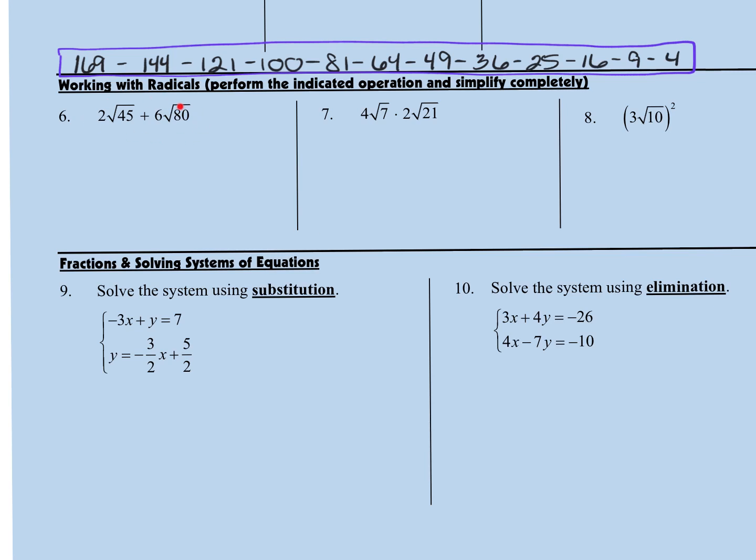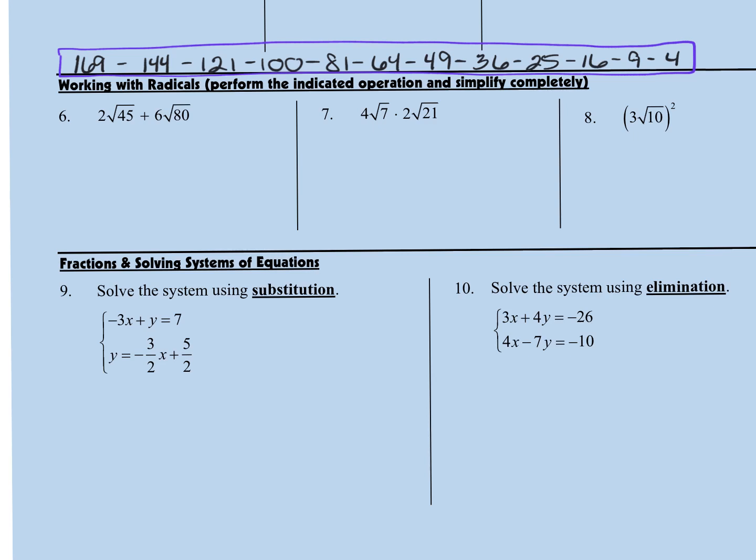When I look at these two radicals, my 2 radical 45 and my 6 radical 80, my first thought is no, I could not add these because the radicands, those are the numbers under the radical, those radicands are different. So these two radicals cannot be added together. However, if we simplify each of these radicals, we're going to find something special.